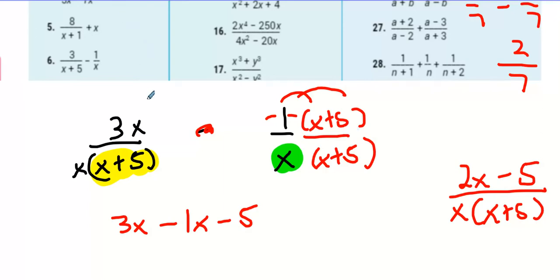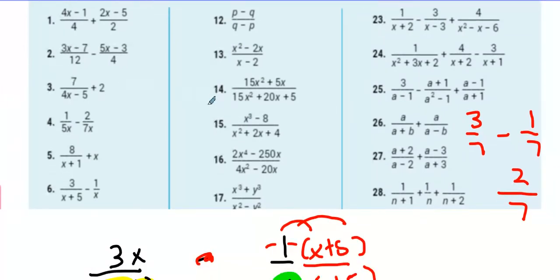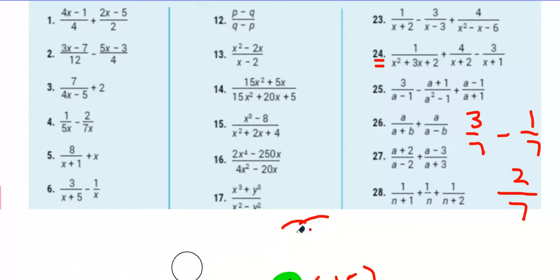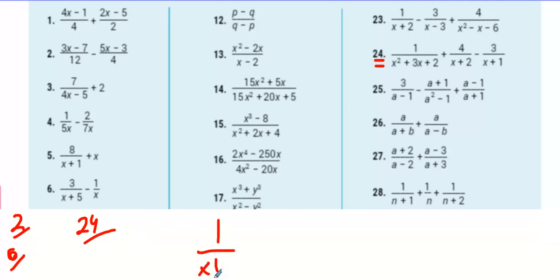Okay, I'll do another one very similar. So I did 2 and 6. All right, I'll do 24 because 24 really ramps it up as well. So 2, 6, and 24. Now, look at 24. 24 is quite a weird one, because there's 3 of them, isn't there?